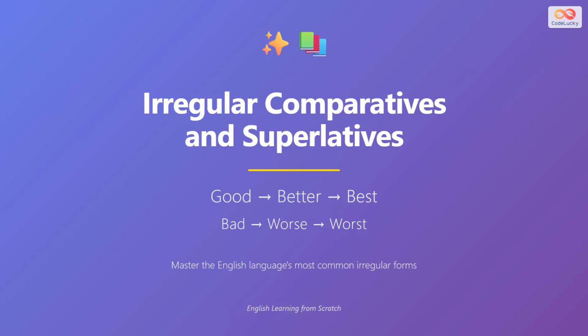In this lesson, we will explore irregular comparatives and superlatives. These are special forms in English that don't follow the regular rules. We'll focus on the most common irregular forms like good, better, best and bad, worse, worst. By the end of this video, you'll be able to use these forms correctly in your sentences.